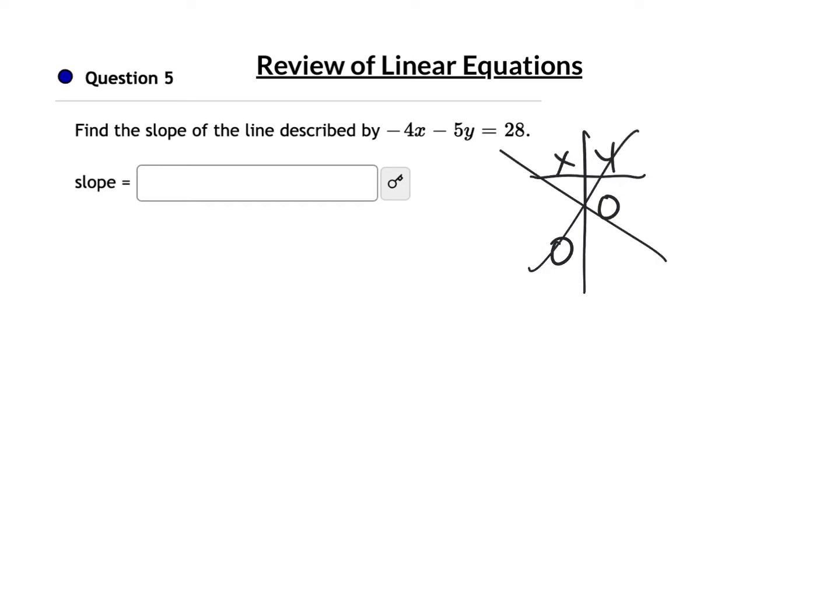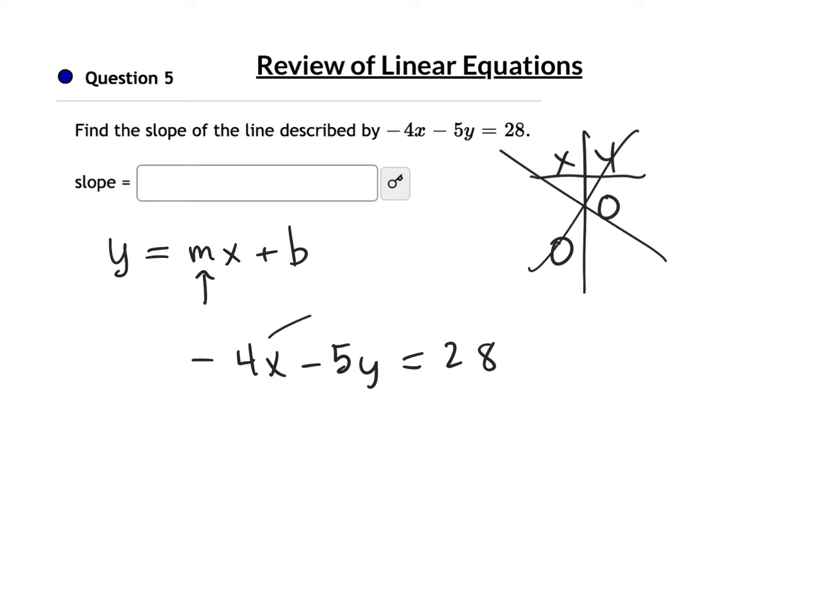But probably the best way to do this is to remember that if we solve for y, the slope just sits right in front of the x. y equals mx plus b, and we're looking for the m. We'll take this equation, negative 4x minus 5y equals 28, and we'll get y by itself.